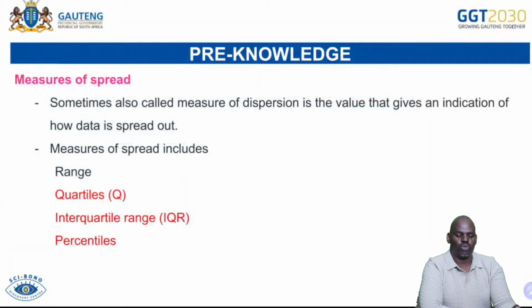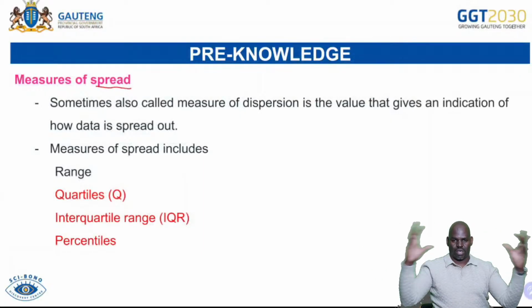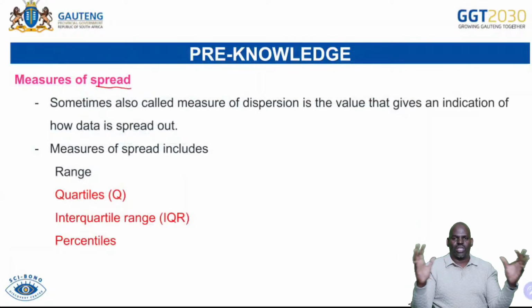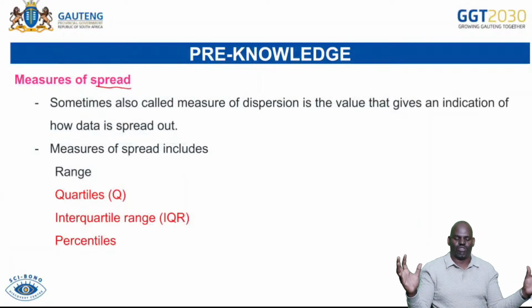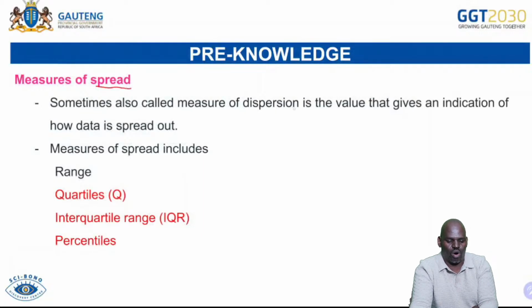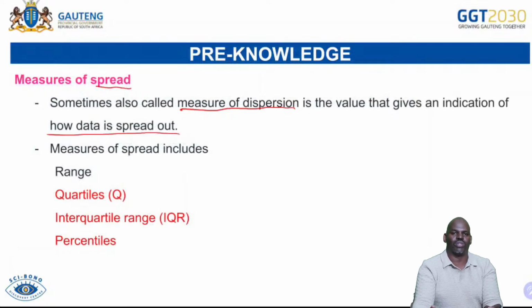Okay, then we spoke about measures of central tendency. Now we look at measures of spread. Spread means how far or how close the data is. Sometimes it's called measures of dispersion. It is the value that gives an indication of how data is spread out.